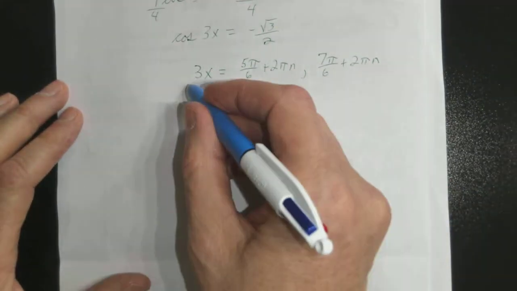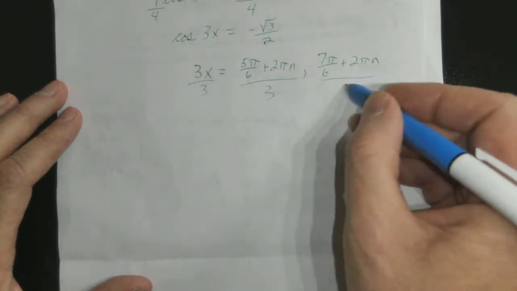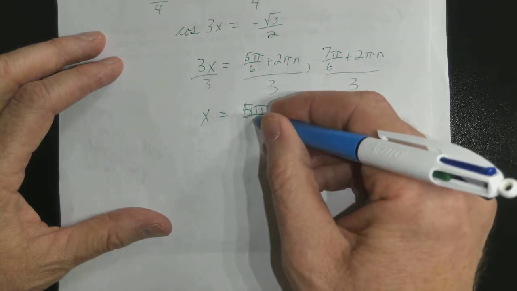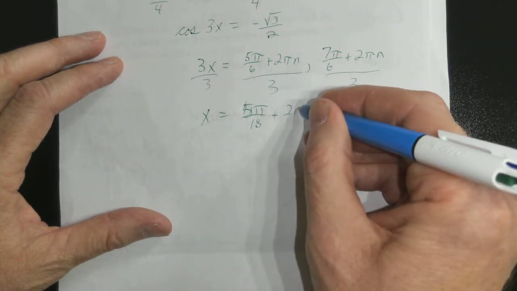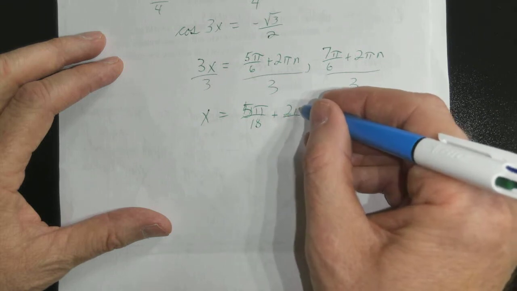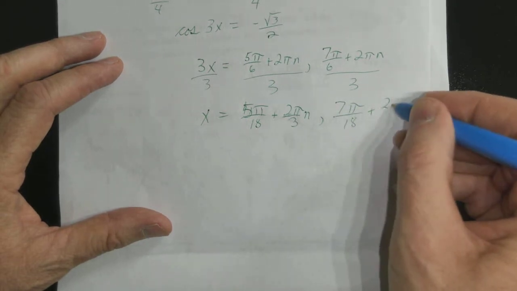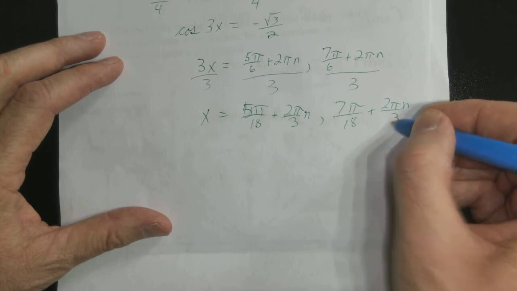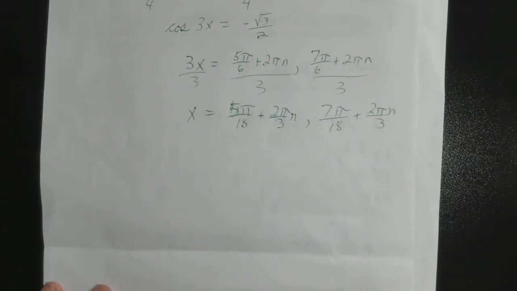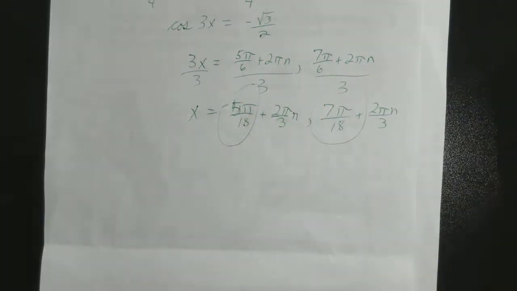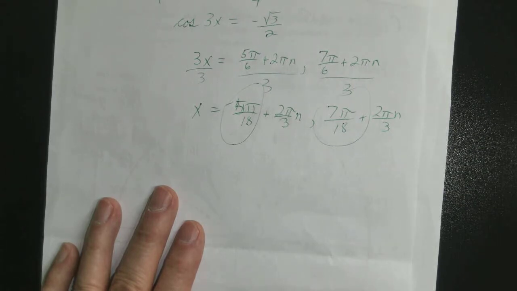Now, you have to divide by 3 for this. So x is 1/3 of that. So we're talking 5 pi over 18 plus 2 pi over 3 n, and 7 pi over 18 plus 2 pi n over 3. It is all equivalent. Are you good with that? Does everybody get that? Yes. Okay, if you've got this or this, if you got one or the other, count it. Add your points. All right, I'm out of time.